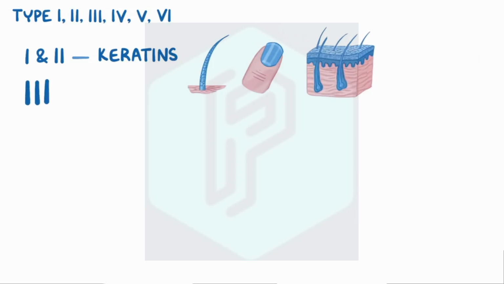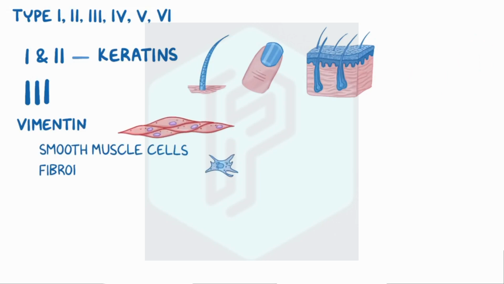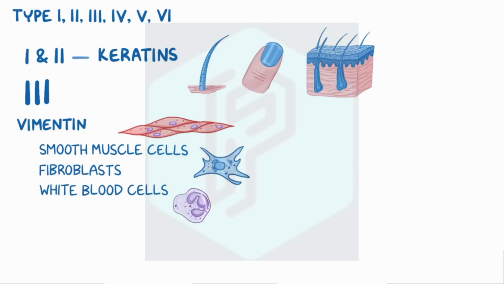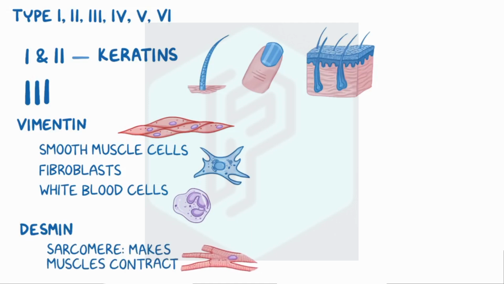Type 3 includes the most common of all intermediate filaments, vimentin. Vimentin is found in cells like smooth muscle cells, fibroblasts, and white blood cells. Another type 3 protein is desmin, and it forms the basic unit of the skeletal and cardiac muscle cells, which is the sarcomere that makes muscles contract.